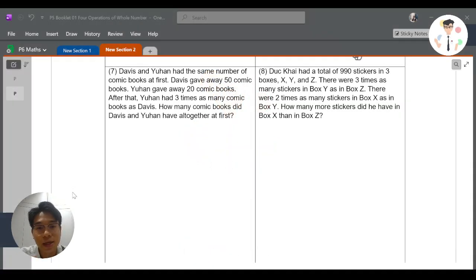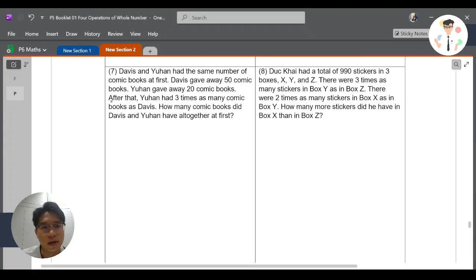Welcome back to digital class, and now we're looking at question 7 of the word problems, and this is from booklet 1 for operations of whole number. Now let's look at question 7.